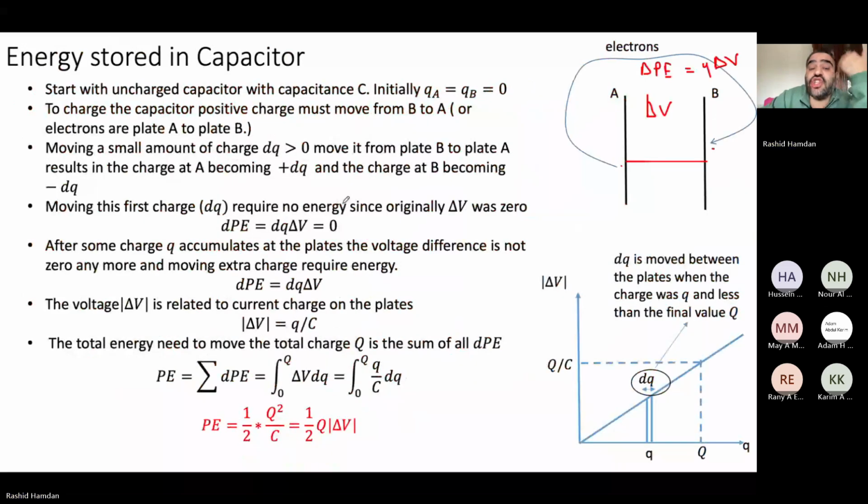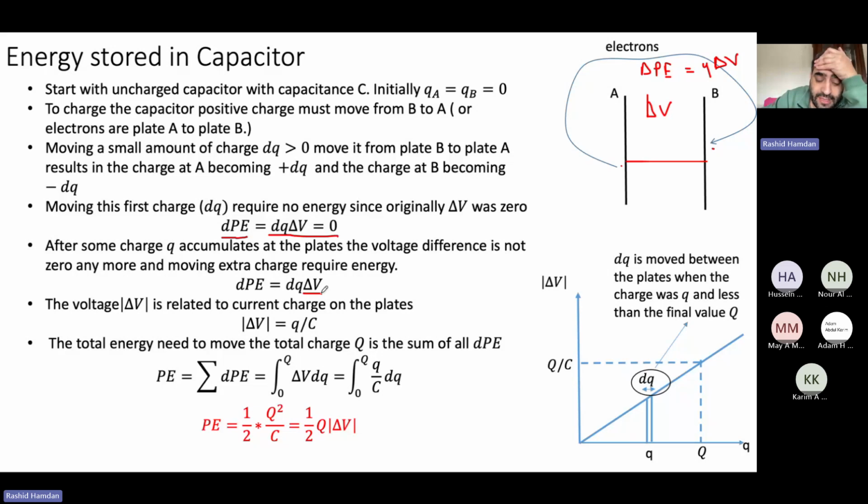The first amount of charge I move actually requires no energy, because can the voltage at A equal the voltage at B? So for the first small charge dq I move, replacing delta by d, as I do in mathematics, the energy required is dq times delta V, so it's 0. It requires no energy.